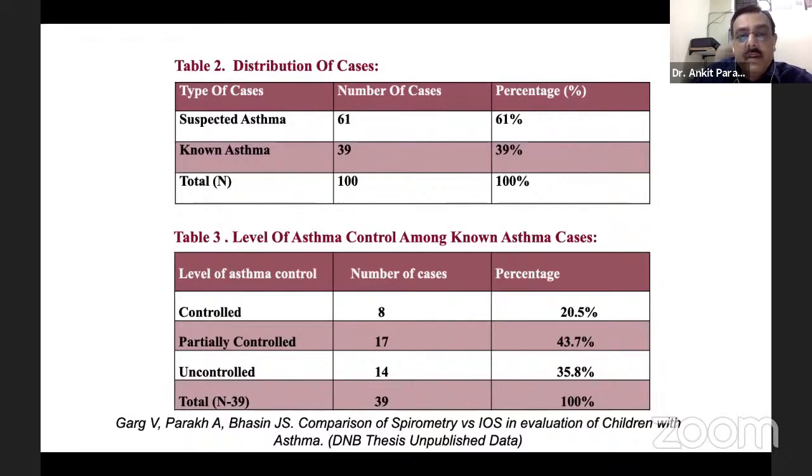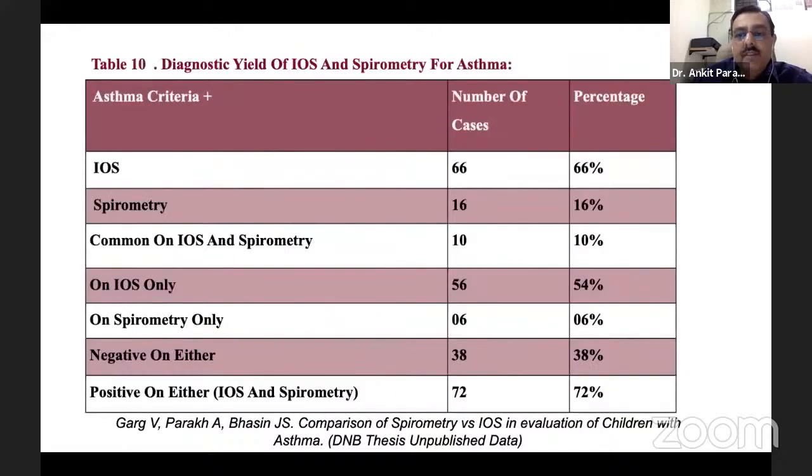So we had a set of 100 patients, 61 had suspected and 39 were known asthma, and they were controlled, partially controlled or uncontrolled. What we found was that a lot of patients had positive results on impulse oscillometry, but a lot of them on spirometry did not show a significant obstruction.